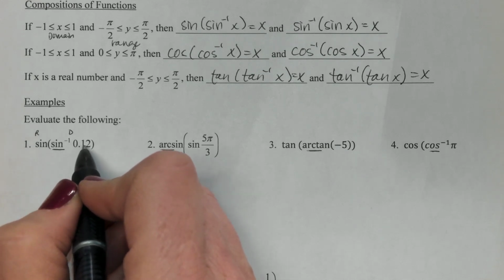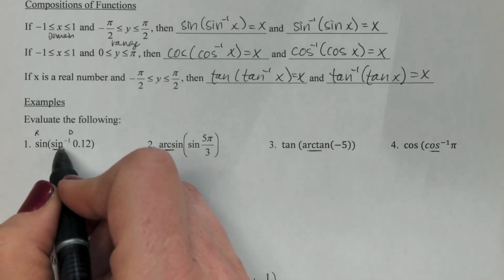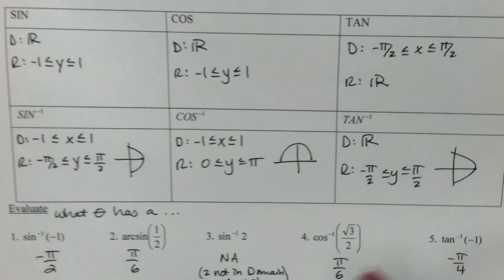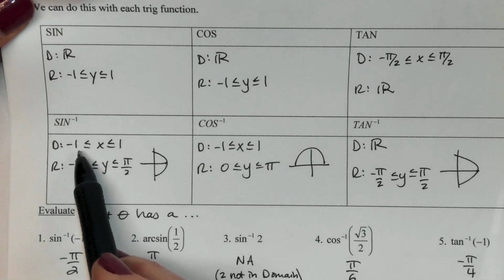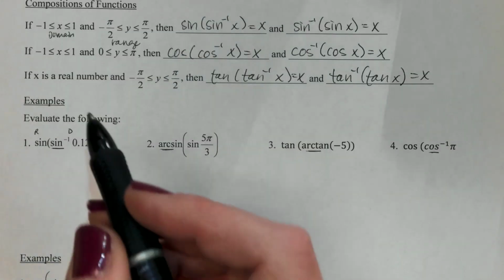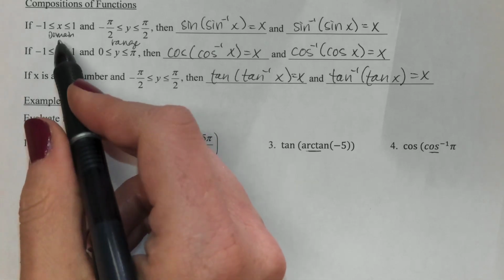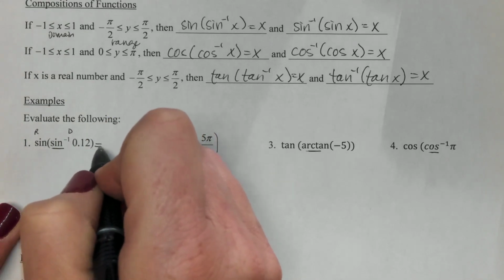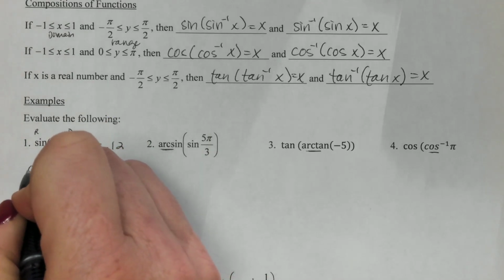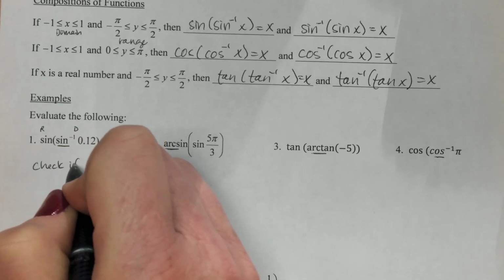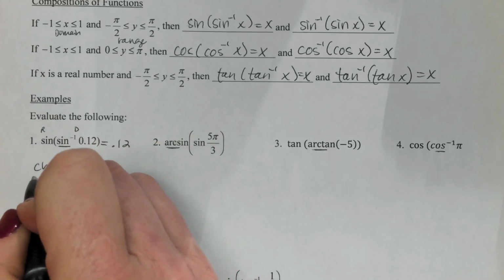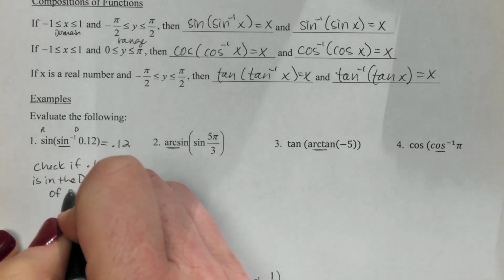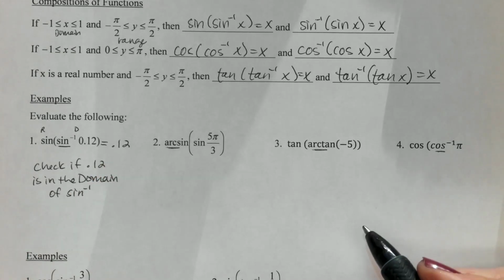So we're going to check and make sure that 0.12 is in the domain of sine inverse. I could look back at the table we made yesterday in our notes. I could look here as well and just make sure that I'm in the domain, so -1 to 1, of sine, which I am. 0.12 is right in there, so we're good to go. So then these should cancel, and my answer would be 0.12. So you're checking if 0.12 is in the domain of sine inverse. And it was, so we're good to go.